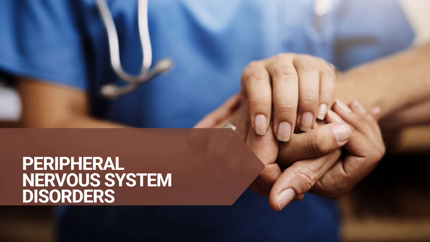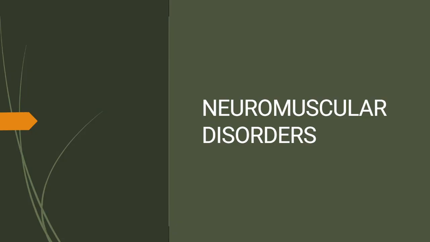In this presentation, we are going to discuss disorders of the peripheral nervous system. Neuromuscular disorders are conditions that affect the communication between the nervous system and the muscles. These disorders can involve the motor neurons in the brain or spinal cord, the peripheral nerves, the neuromuscular junction, or the muscles themselves. When any part of this pathway is damaged, the signals that normally tell a muscle to move become weak or completely blocked.